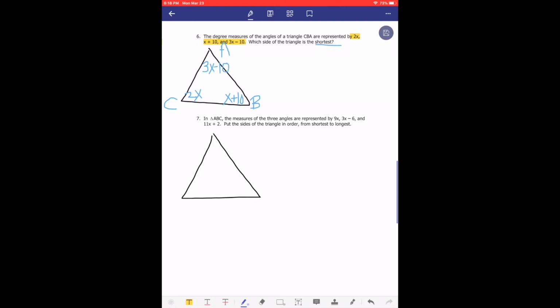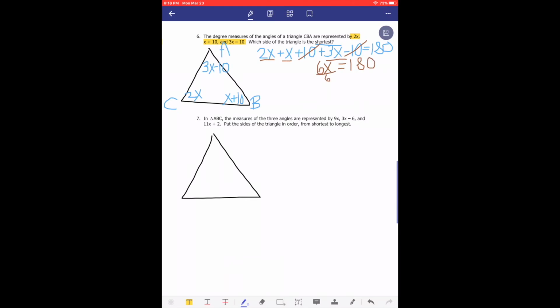So I don't know the actual angle measures, so that means I need to find them. I know that a triangle adds up to 180, so I'm going to set up my equation. I'm going to add them all up. 2x plus x plus 10 plus 3x minus 10 equals 180. I'm going to combine my like terms. 2x plus x plus 3x. That would be 6x. And then the plus 10 and minus 10 would cancel because they'd equal 0. Bring down the equals 180.